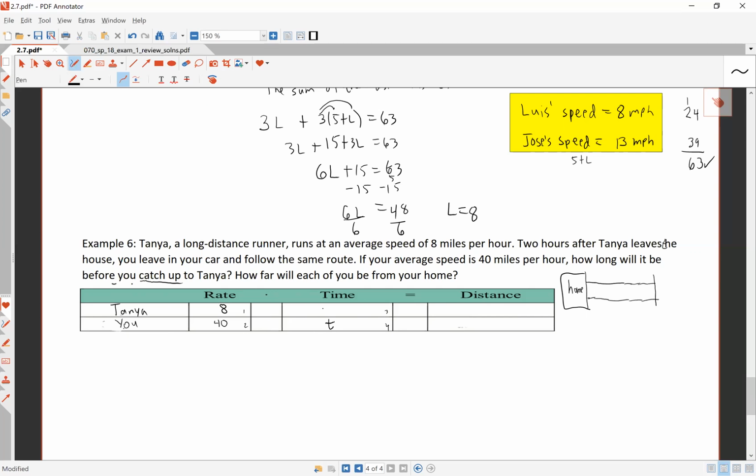She's been traveling for 2 whole hours while we sat at home and did whatever we wanted to do, and then took off and started trying to catch her. So that means she travels for 2 more hours than we do. So there they are. 4 boxes filled in. Distance is rate times time, 8 multiplied by t plus 2, and 40 times t.